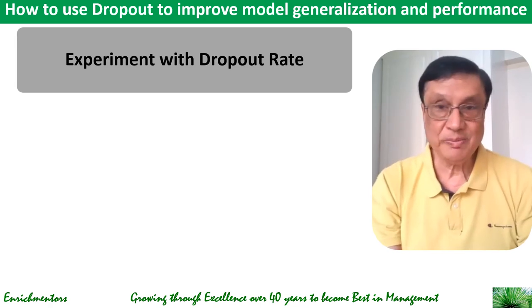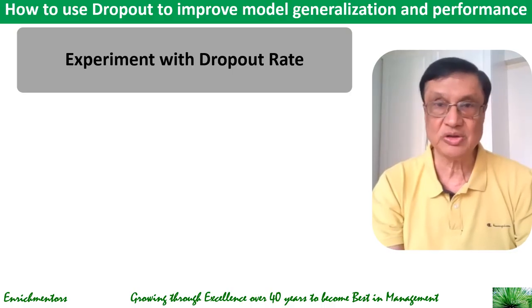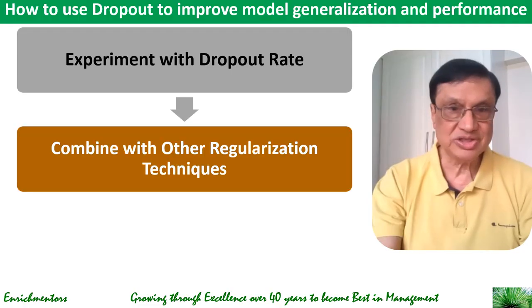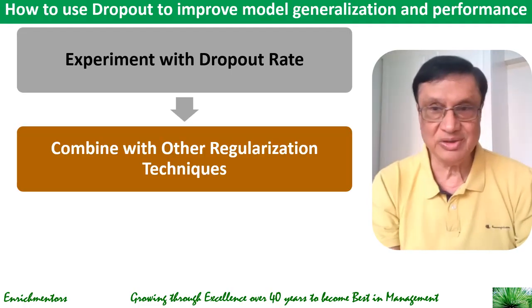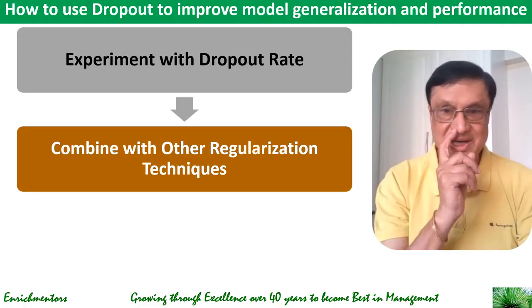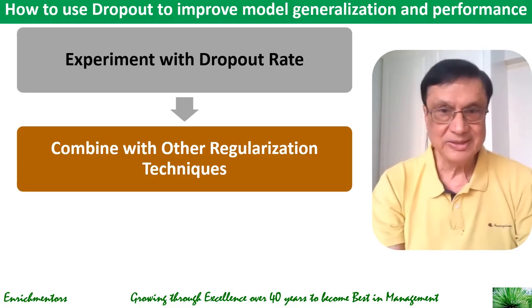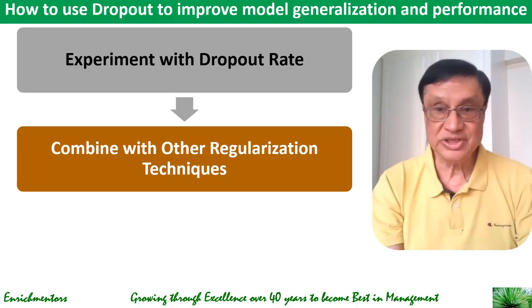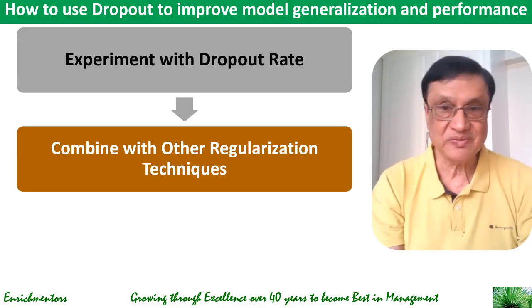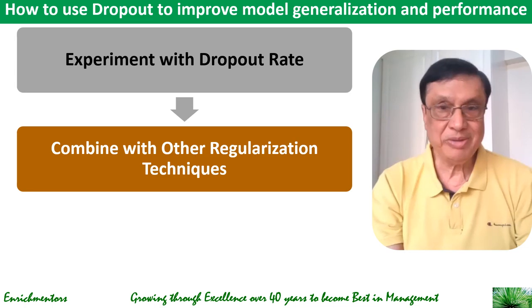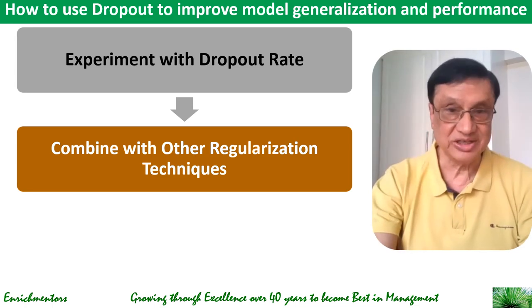Start with a moderate dropout rate of 0.2 and adjust it based on the performance on the validation set or through cross validation. Dropout can be used in conjunction with other regularization techniques such as L1 and L2 regularization to further improve model generalization. Experiment with different combinations of regularization techniques to find the best configuration for your specific problem. So combine it with other regularization techniques.